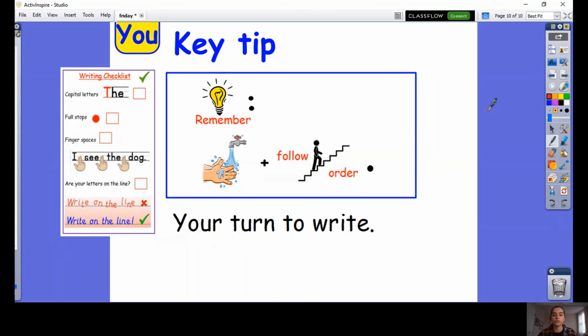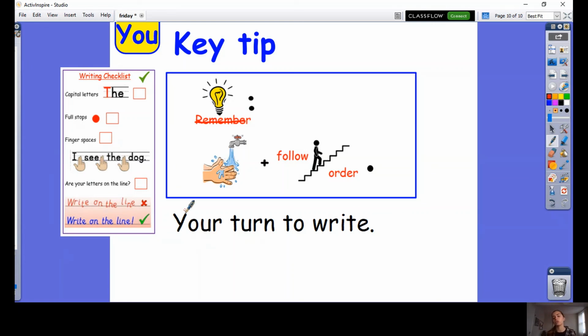Now it's your turn to write, so you can use our story map to help you, making sure you innovate the start of your key tip, and then you think of your own 2 key tips. And if you really want to challenge yourself, you can write more than 2. Just make sure you have your conjunction and to put those key tips together, and then use your writing checklist to go through your key tip, making sure you have capital letters, full stops, finger spaces, you've got a colon at the start, you've written on the line, and you're really taking pride in your handwriting.